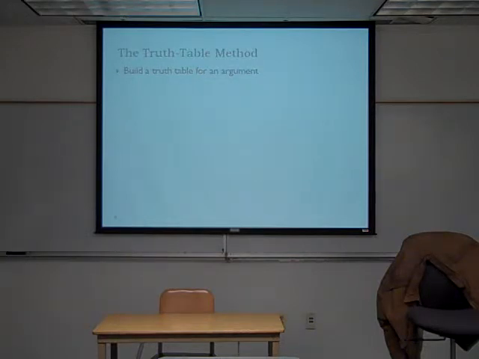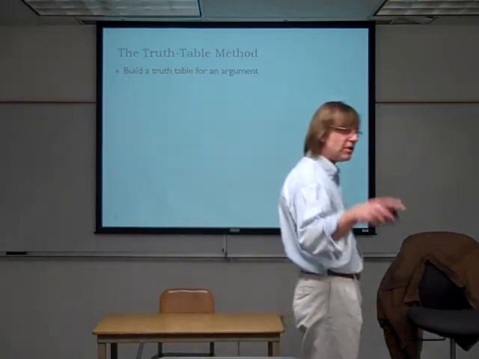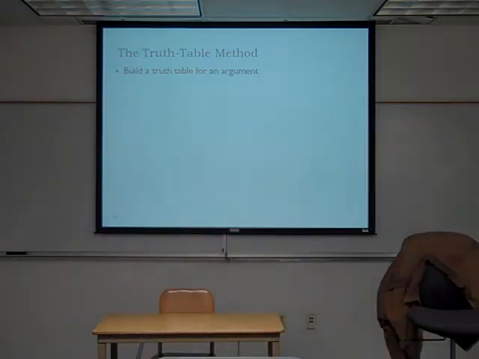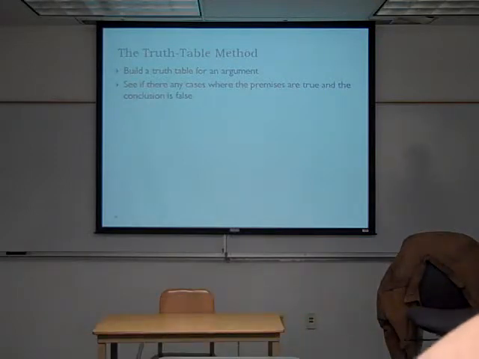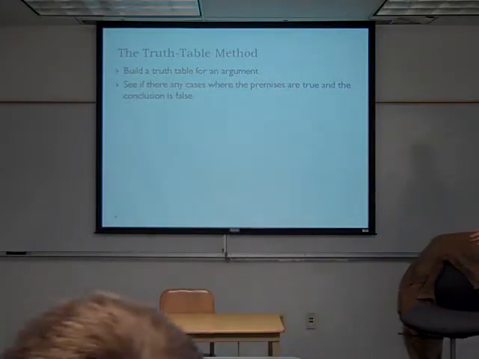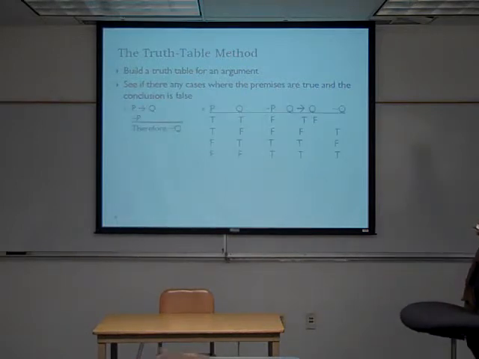Perhaps the simplest approach is to construct a complete truth table for all of the truth values of all of the claims in the argument you're considering, and then to test to see whether the argument is only true when it's supposed to be true. See if there are cases where the premises are true and the conclusion is false. If that's the case, then you know that the argument is invalid.